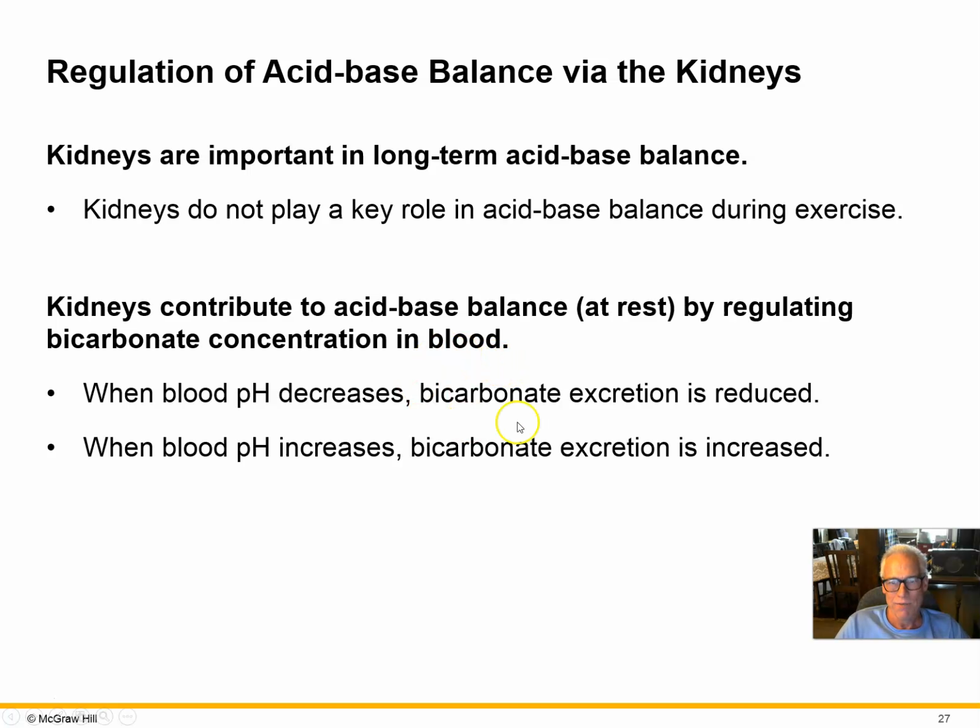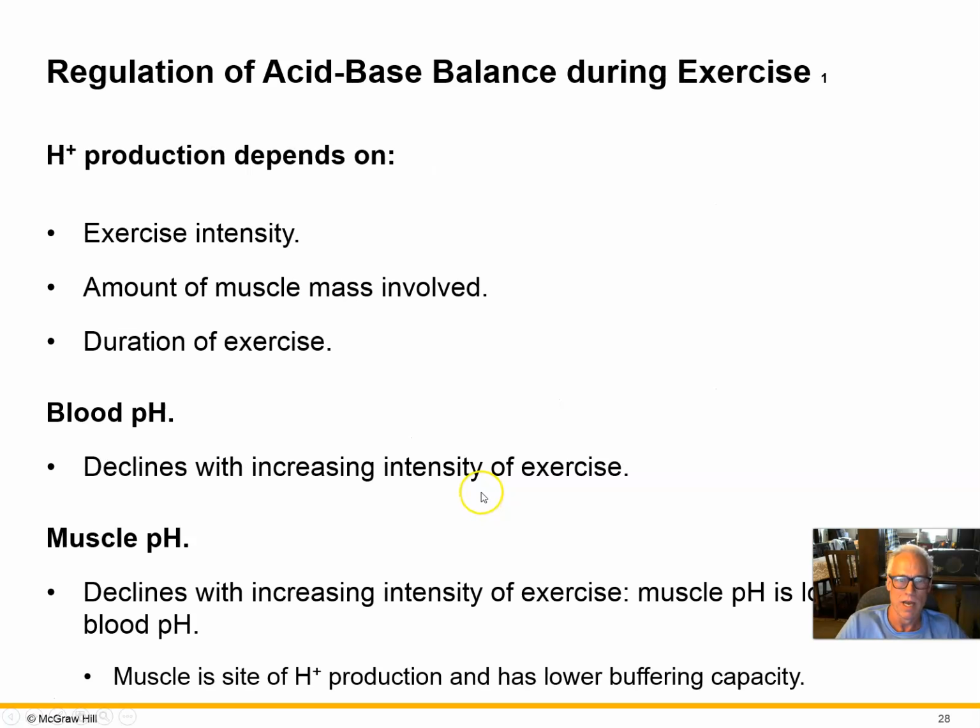So if you acidify your blood with lots of lactic acid, and you breathe out a lot of extra CO2 and so forth, and you use up all the bicarbonate ions, well, your kidneys are going to restore that. They're going to put those bicarbonate ions back in. But that's a slower, longer-term process. The kidneys don't really contribute to maintenance of pH balance during exercise.